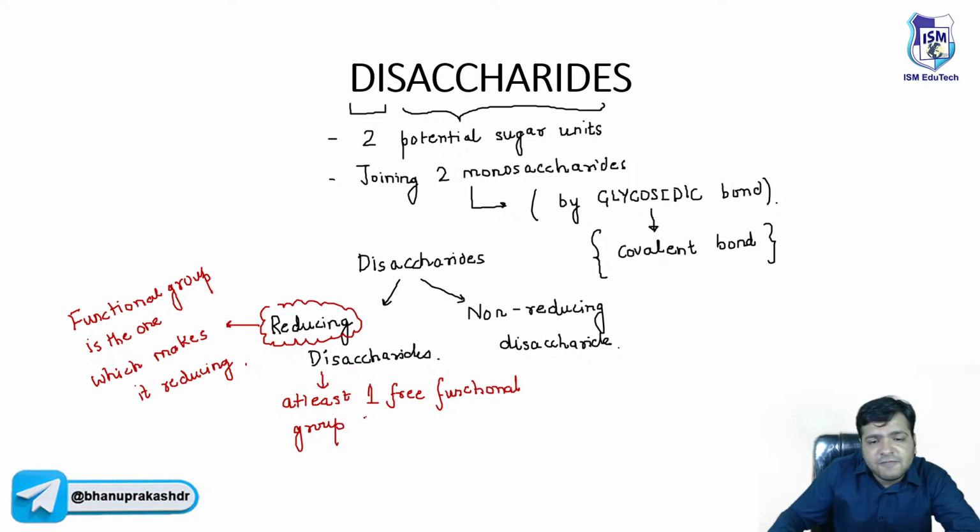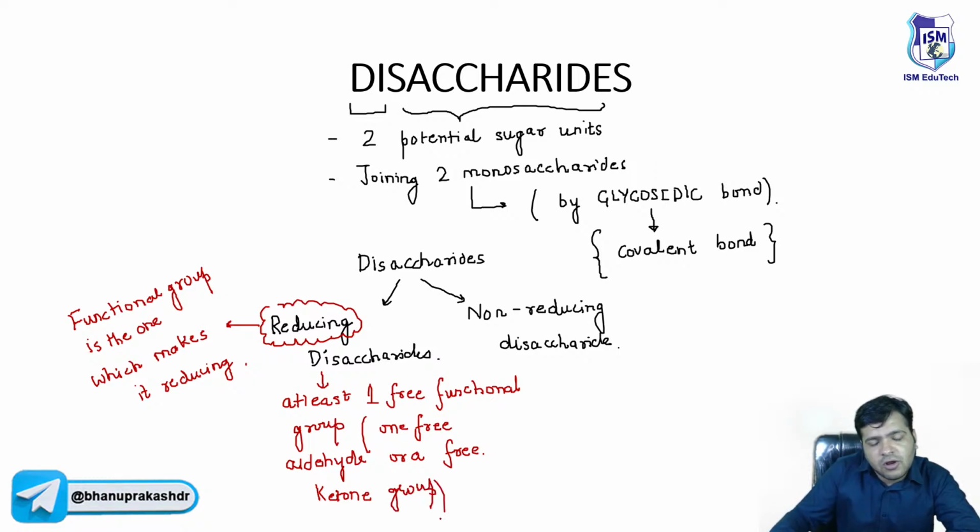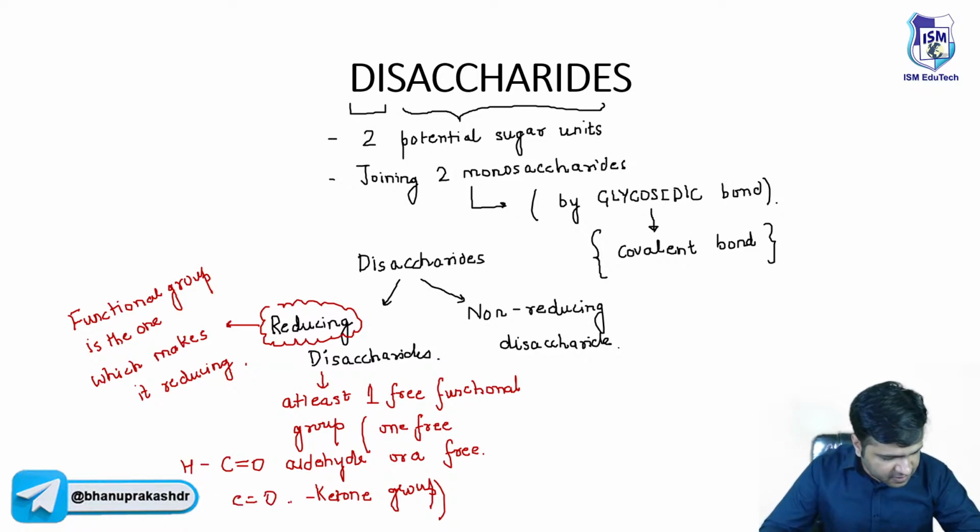Now when I say one free functional group, it can be either one free aldehyde group or a free ketone group. You already know aldehyde is C double bond O H, that is CHO, and ketone is only C double bond O. Now I want everyone to answer over here in the chat box.